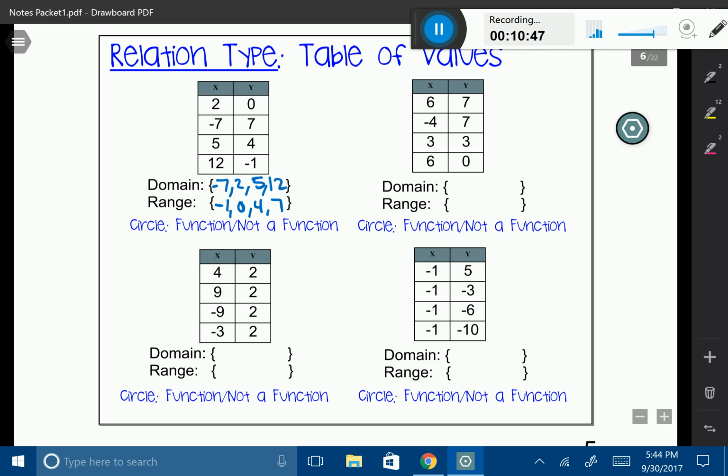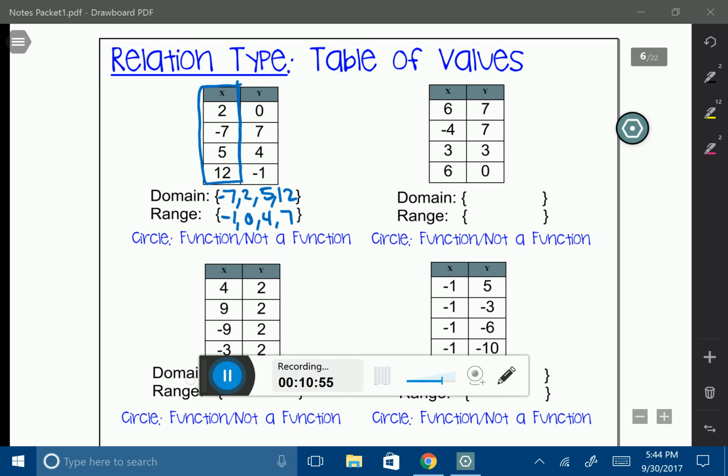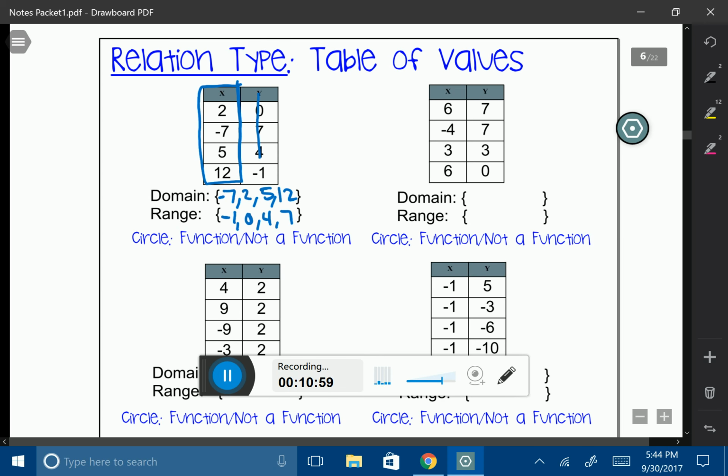I love table of values because all you really need to look at is the first column, the x values. Remember, the y values don't even matter, so I'm just going to cross those off. And if I look at my x values, they do not repeat at all, so therefore this is a function.